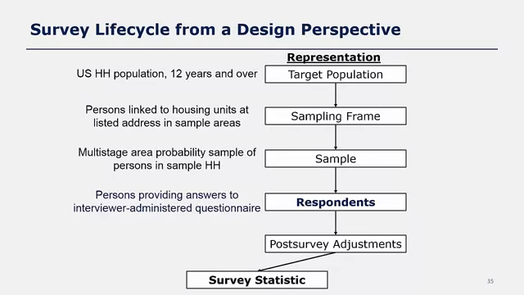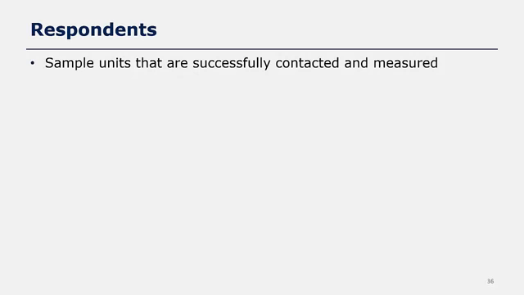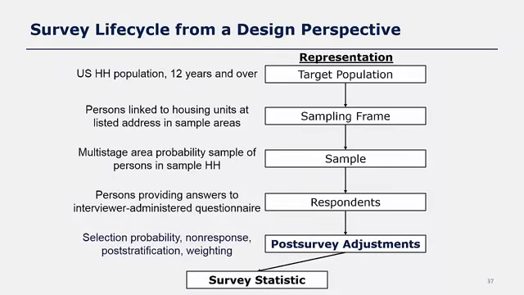The sample itself is defined as the subset of the frame population that you choose to measure the things of interest on. Then you have the individual respondents that provide the answers. In a survey that's administered with a questionnaire, those would be the answers to that administered questionnaire. It requires, of course, that a sample unit is successfully contacted and measured. Otherwise, that unit cannot become a respondent.